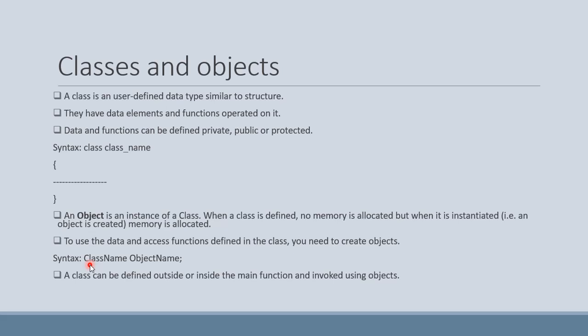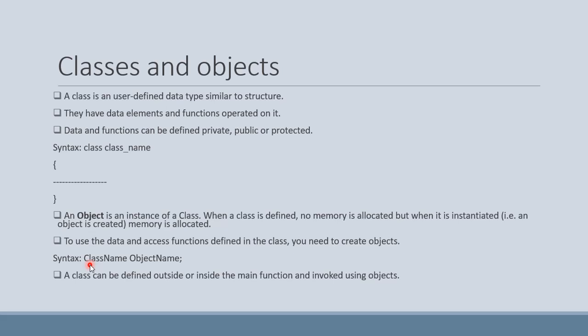Now, an object is an instance of the class. For example, we have used pointers to access data from structures. So we use an object to access data from a class.